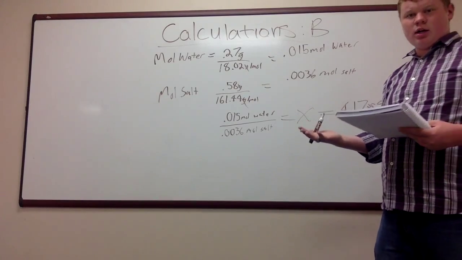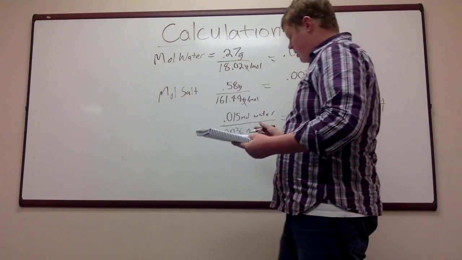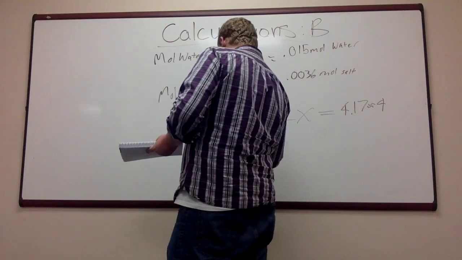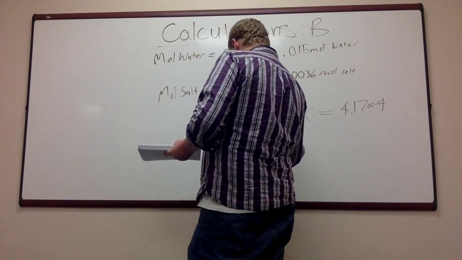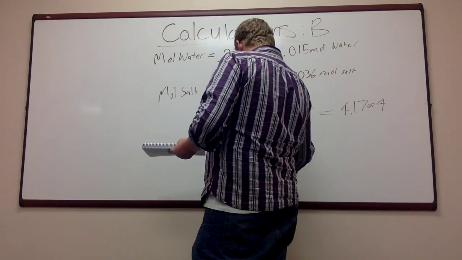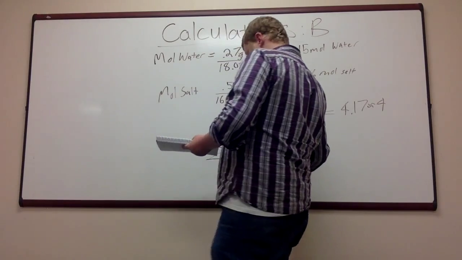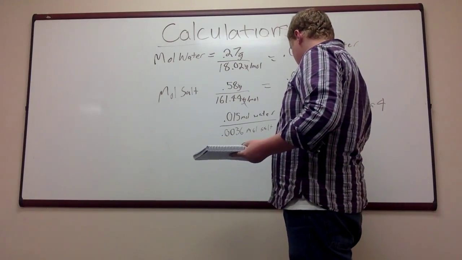So for our unknown C, with our salt being zinc sulfate, our chemical formula will be ZnSO4·4H2O.